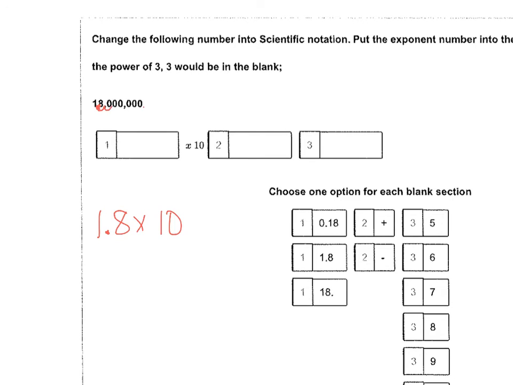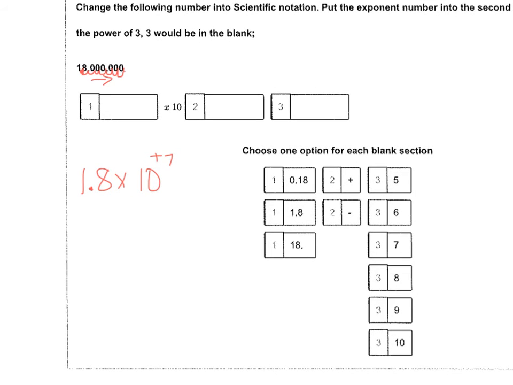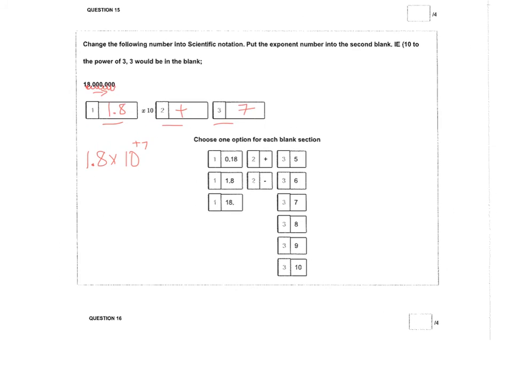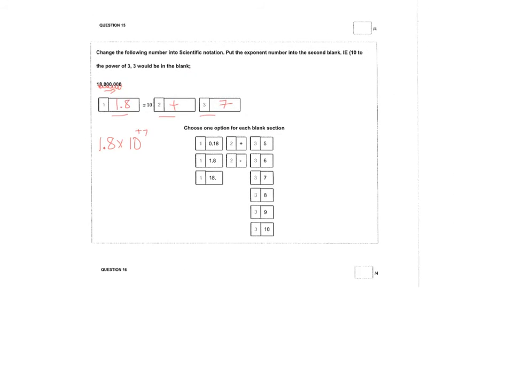So that's 1, 2, 3, 4, 5, 6, 7. So since I counted to the right, and since it's a big number, it starts with digits that are not 0, it's a positive exponent up here. So the way you would write that is in the first drop-down box is going to be your decimal, so that was 1.8. The times 10 is already there. Now you have to tell me if it's a positive or negative exponent. So in this case, it's positive, and our exponent is 7. Okay, so those are your 3 ways, or your 3 answers technically for these scientific notation answers.